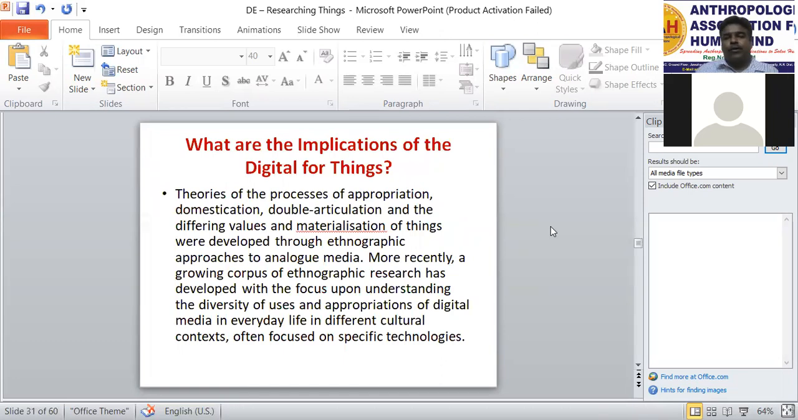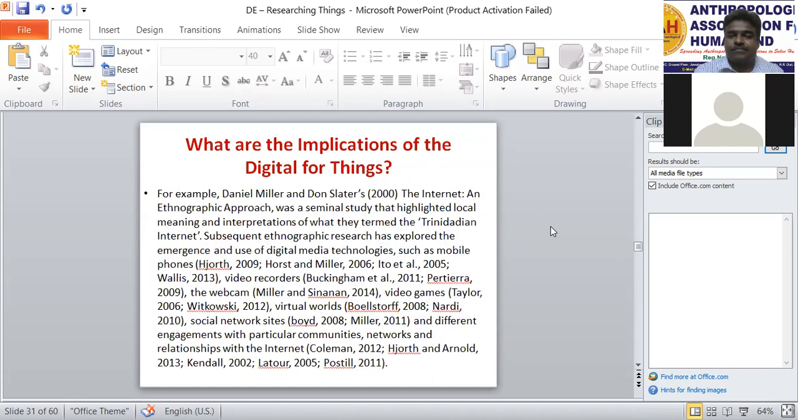Theories of the processes of appropriation, domestication, double articulation, and the different values and materialization of things were developed through ethnographic approaches to analog media. More recently, a growing corpus of ethnographic research has developed with the focus upon understanding the diversity of uses and appropriations of digital media in everyday life in different cultural contexts, often focused on specific technologies.